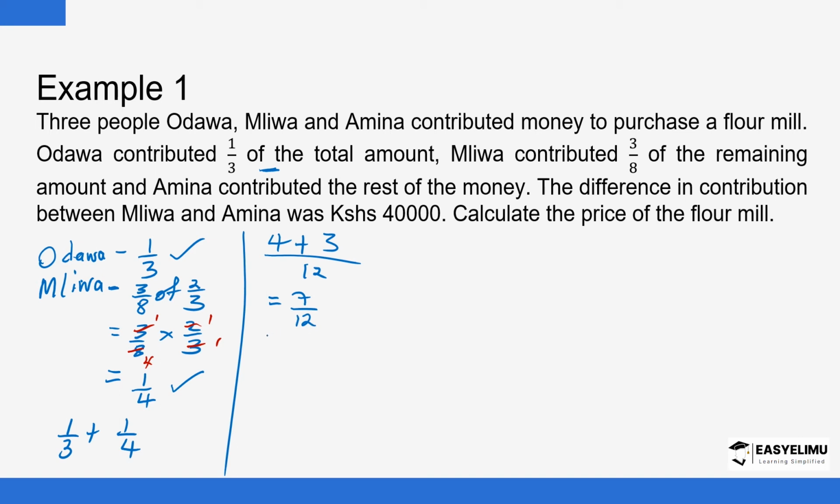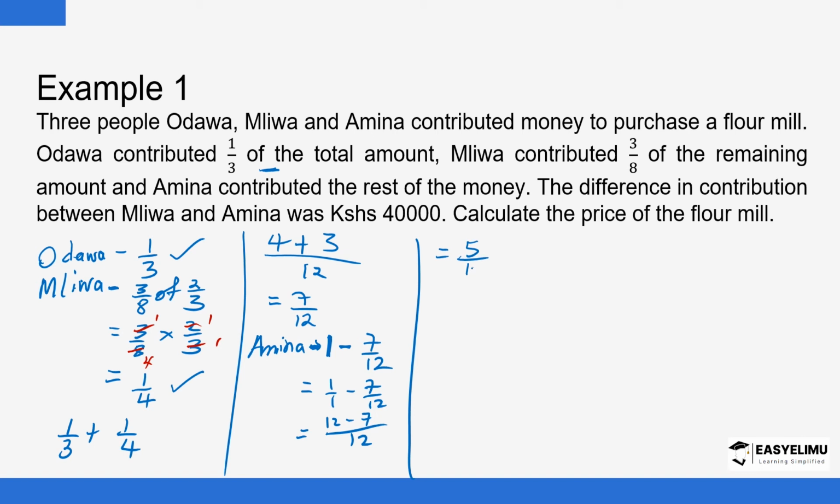So the rest is Amina's. Amina's contribution should be the total, which is 1, minus what's been contributed by Odawa and Mlewa, that is 7/12. So this is going to be 1/1 minus 7/12. The LCM again is 12. 12 divided by 1 is 12, and 12 times 1 is 12. 12 divided by 12 is 1, 1 times 7 is 7. So 12 minus 7 is 5. So Amina's contribution is 5 over 12.